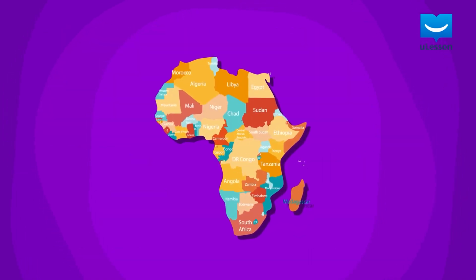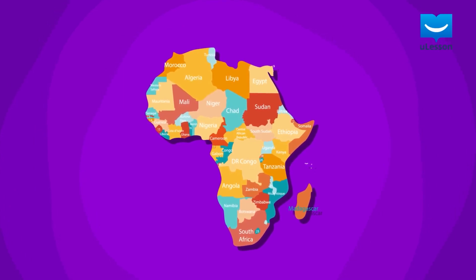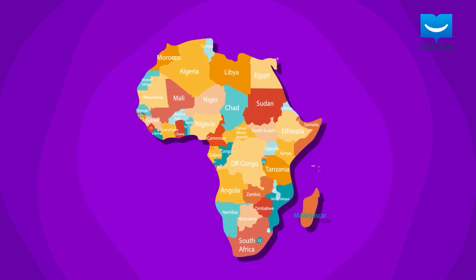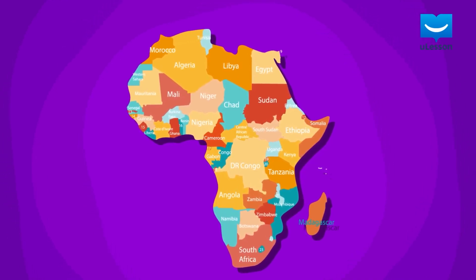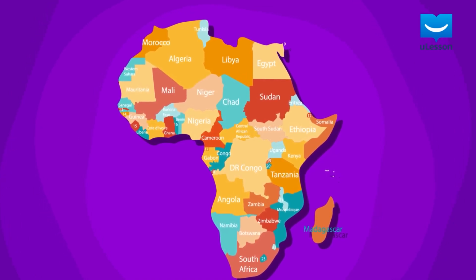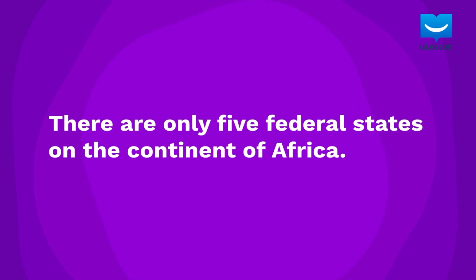Federalism is not a popular political system in Africa, as most of the states in Africa are unitary states, but this system surely exists in Africa. Will other countries in Africa restructure their political systems to a federal structure? We don't know yet. But, in summary, always remember, a federal state is a state where power is shared between the center and the federating or component units. There are only 5 federal states on the continent of Africa.